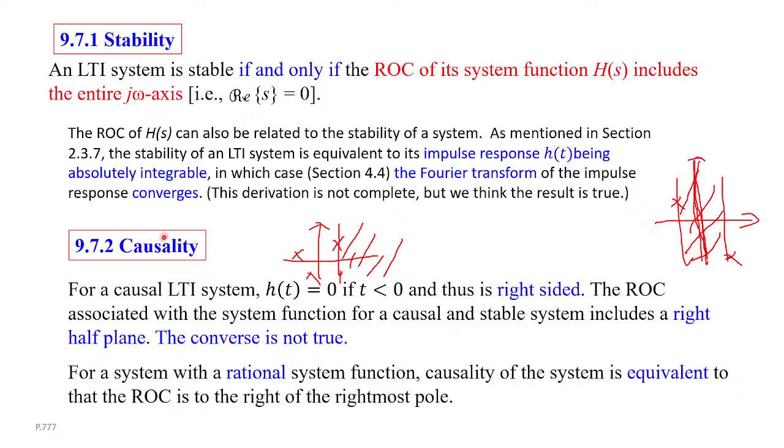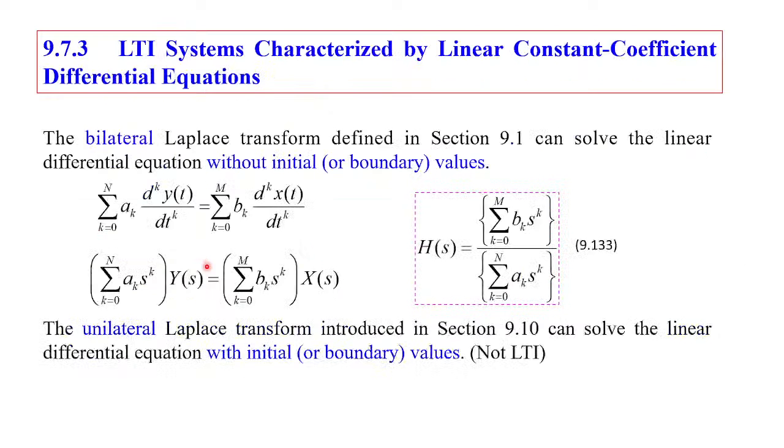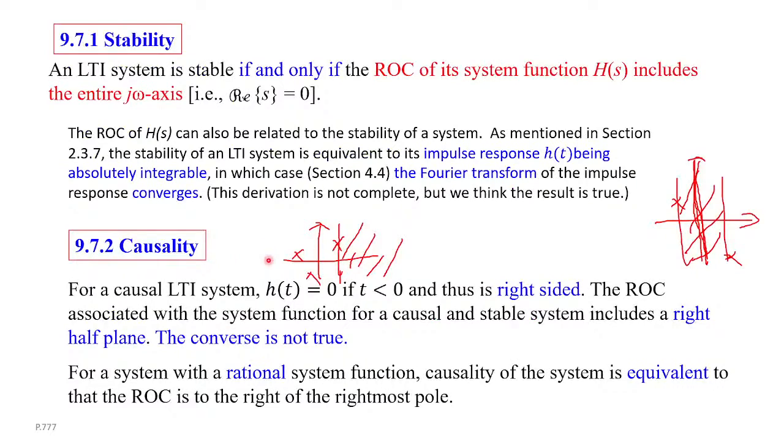and okay, so the direction is: if you are causal, then the ROC is right-sided, but right-sided might not be causal. But if it is right-sided and rational, then it's causal. Okay, so it's a little tricky. And we are missing a thing: if you want stable and causal together, then you want all your poles on the left-hand side of your plane, because that's how you can pick the rightmost ROC and include the j omega axis. Okay.